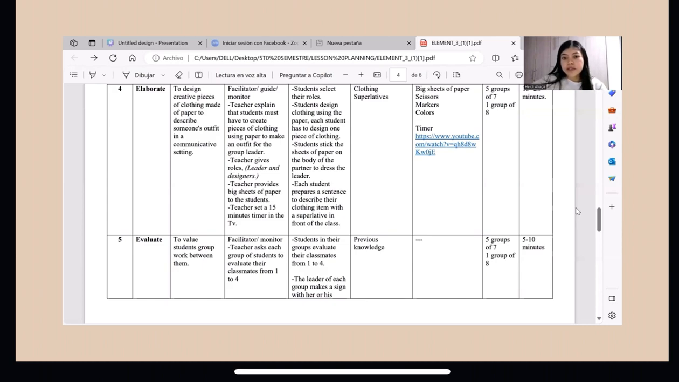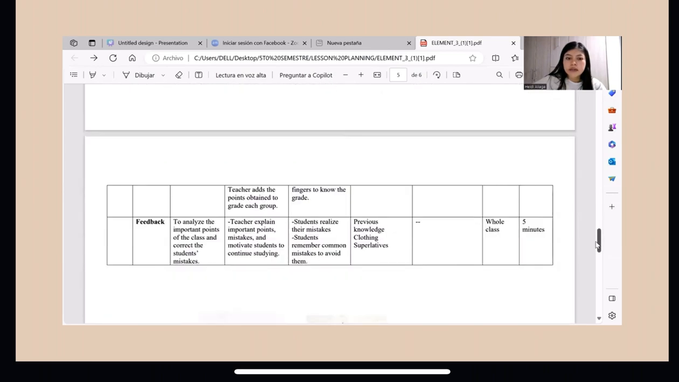And each group will decide the grade, and the leader is going to signal with their fingers, with their hands, for example, 1, 2, 3, 4. And then the teacher adds the points to get a grade. So here they are evaluating themselves. Also this is made in groups. We have 5 to 10 minutes because it is also made in the elaborate part because they are going to present. So here, that is what we have.